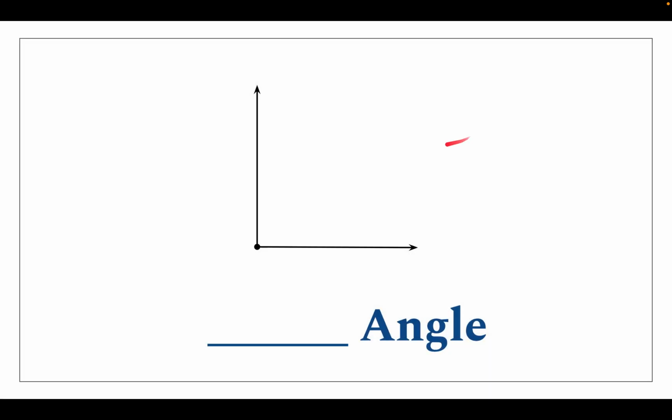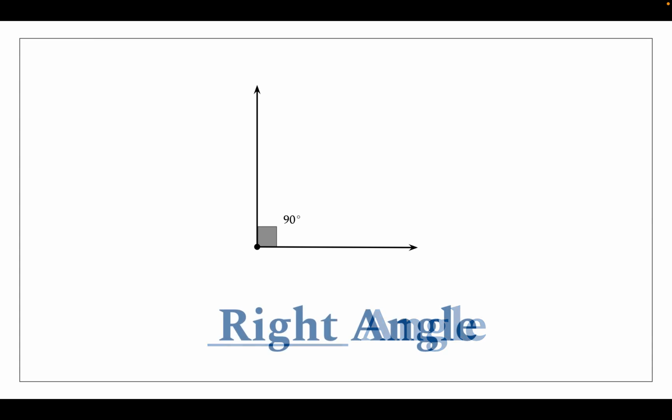Our first angle, I notice, goes straight up and straight to the side. I remember that one from the other slide. That one had a box. This box, this square, is telling me that it is exactly 90 degrees when I measure it. A 90-degree angle is called a right angle.